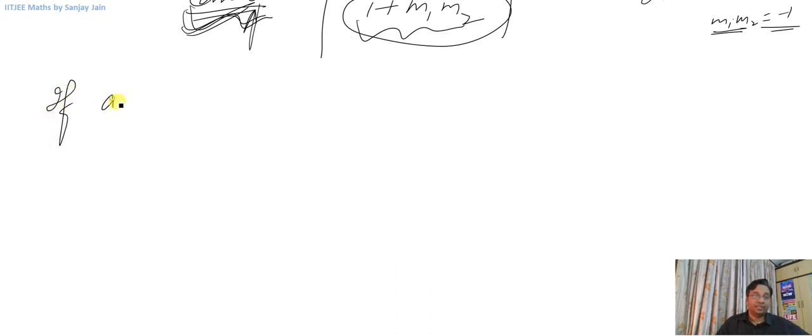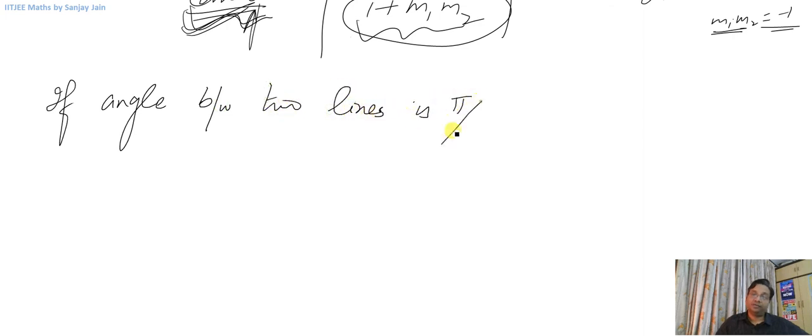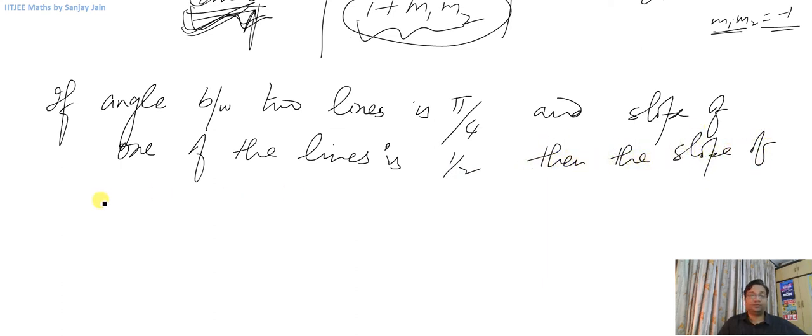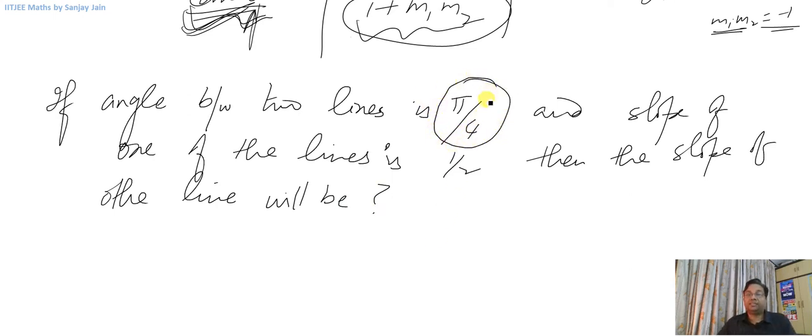If, let us say, the angle between two lines is pi by 4 and the slope of one of the lines is 1 by 2, then the slope of the other line will be what?